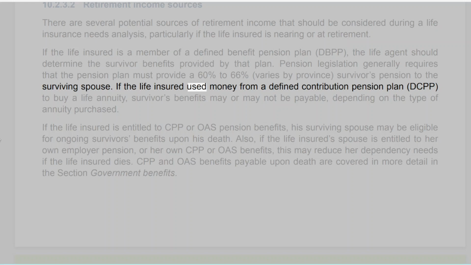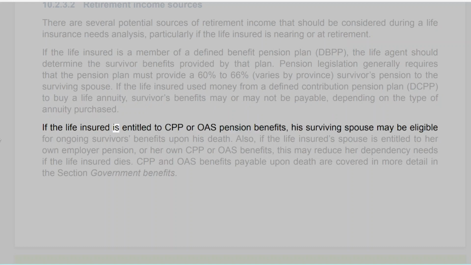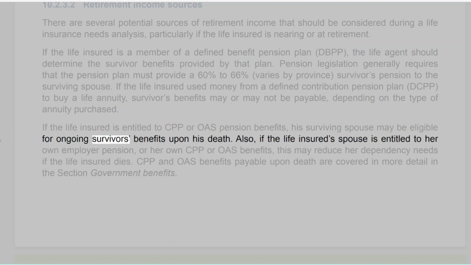If the life insured used money from a defined contribution pension plan, DCPP, to buy a life annuity, survivor's benefits may or may not be payable, depending on the type of annuity purchased. If the life insured is entitled to CPP or OAS pension benefits, his surviving spouse may be eligible for ongoing survivor's benefits upon his death.